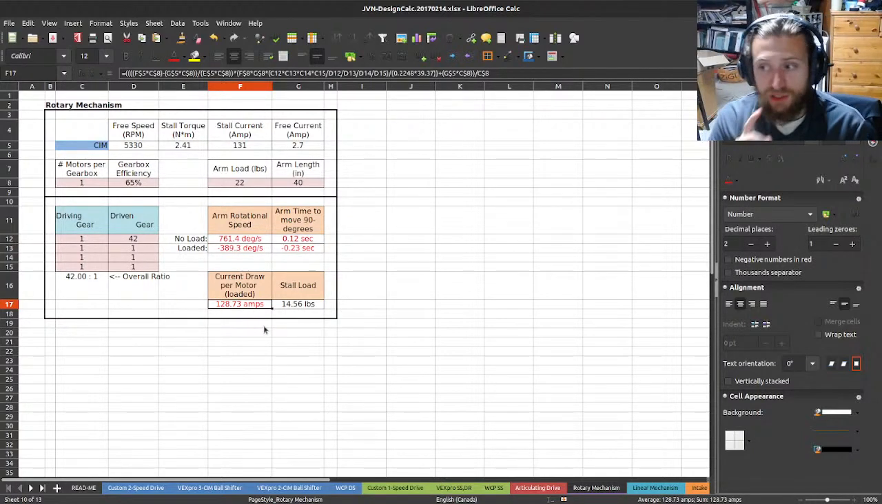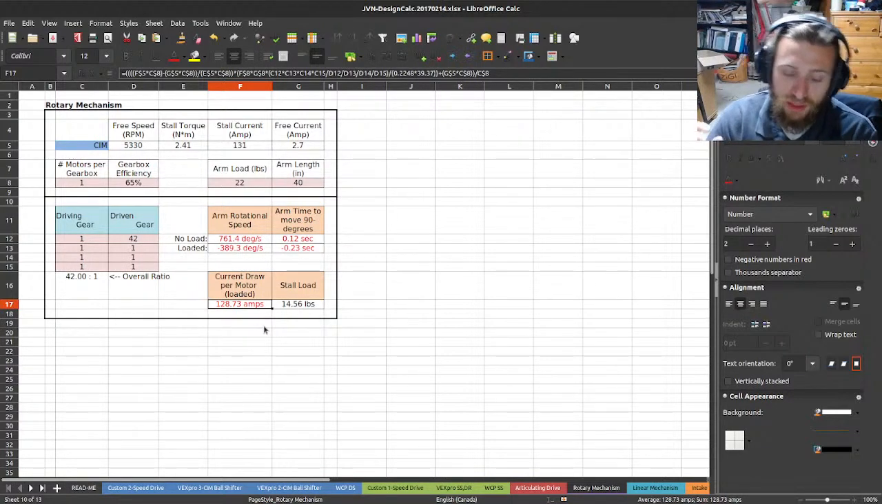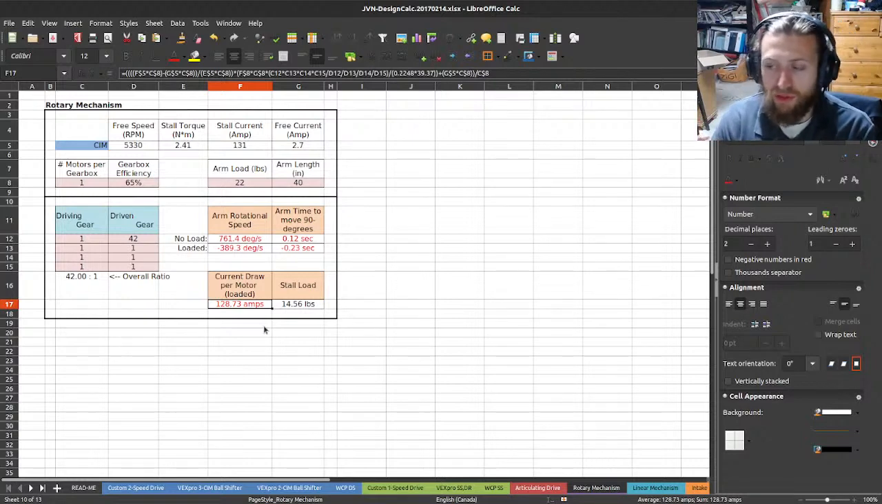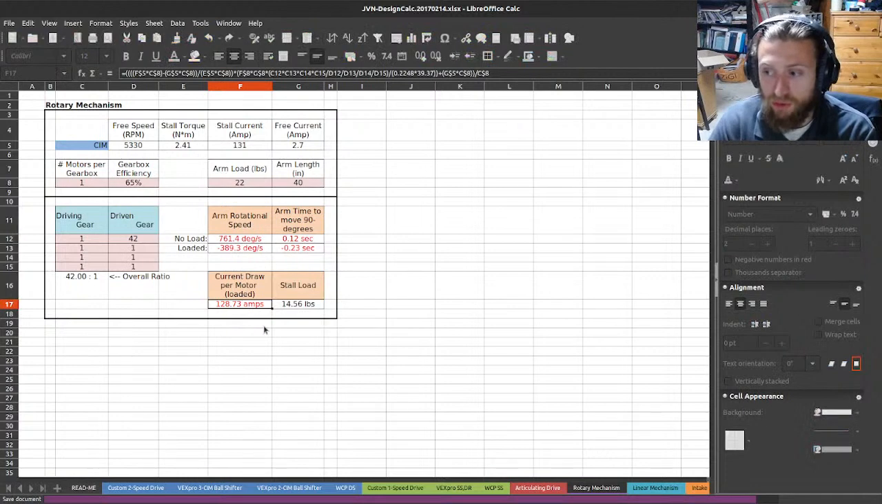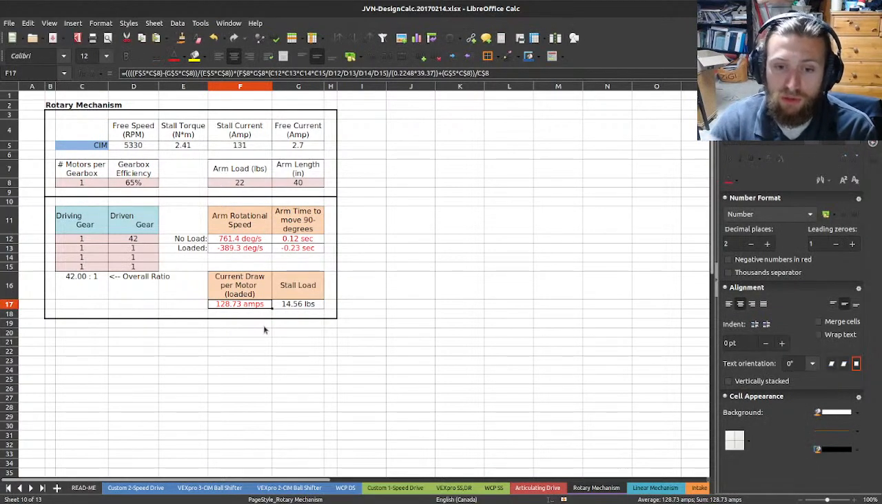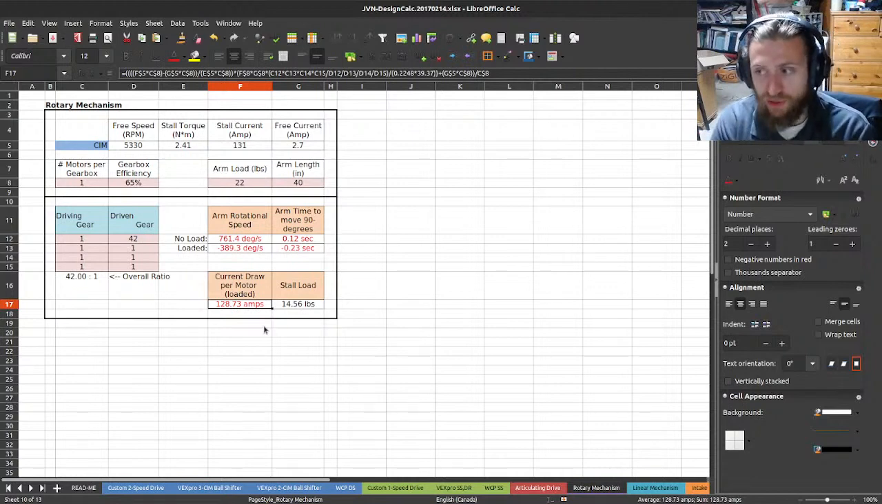So it's important to actually keep your eye on current draw, because it's one thing to design something that works, and it's another thing to design something that's possible. Just because it's possible doesn't mean that it should be that way. 130 amps is way too much current.